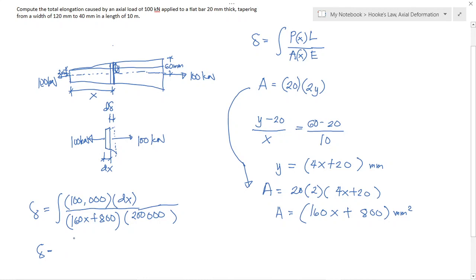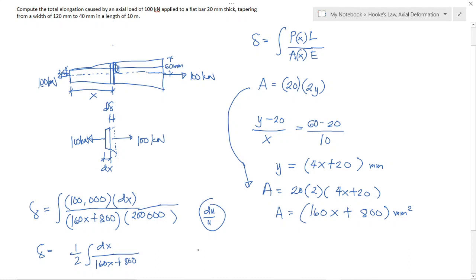We have 100,000 over 200,000. That is equivalent to how much? That is 1/2. 1/2 integral of dx over 160x plus 800. Okay, review ng calculus, makikita mo, nasa form ka ng du over u, right? Kapag du over u kasi, ang u mo is 160x plus 800, what is du? Du is 160 dx, di ba? Kasi constant, 0 naman na to.